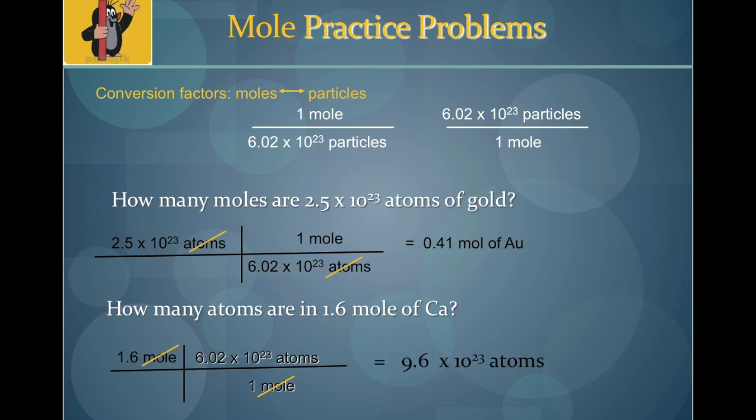So if we have 1.6 moles of calcium, we're going to have 9.6 times 10 to the 23rd atoms of calcium. And in fact, this would work for anything. If you have 1.6 moles of anything, we're going to have 9.6 times 10 to the 23rd particles of that substance.